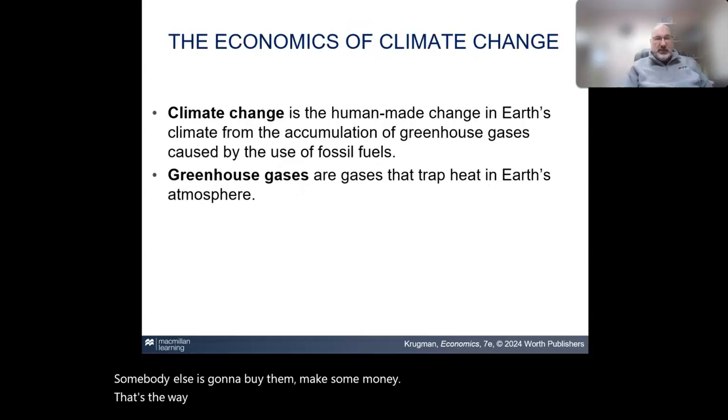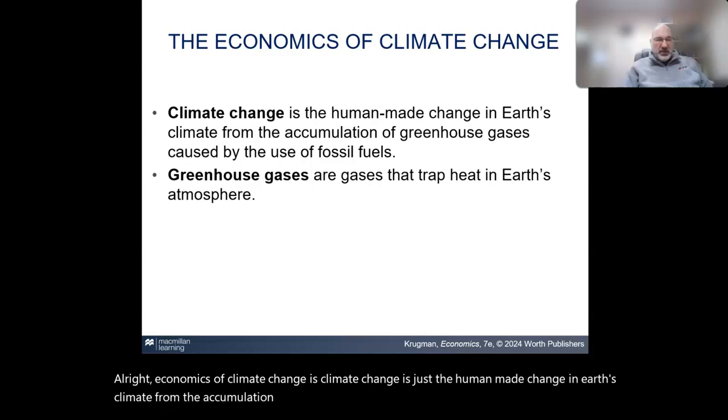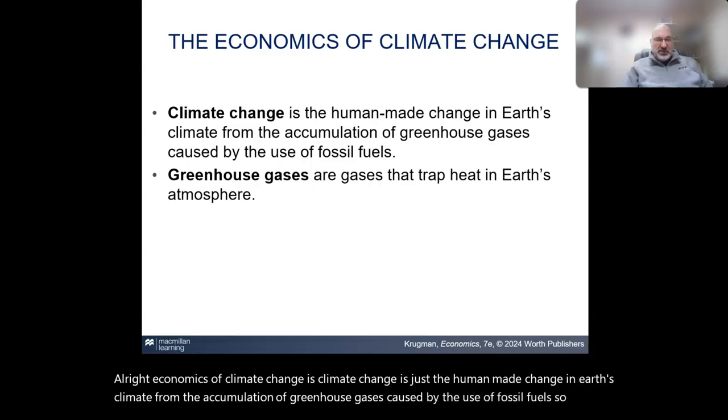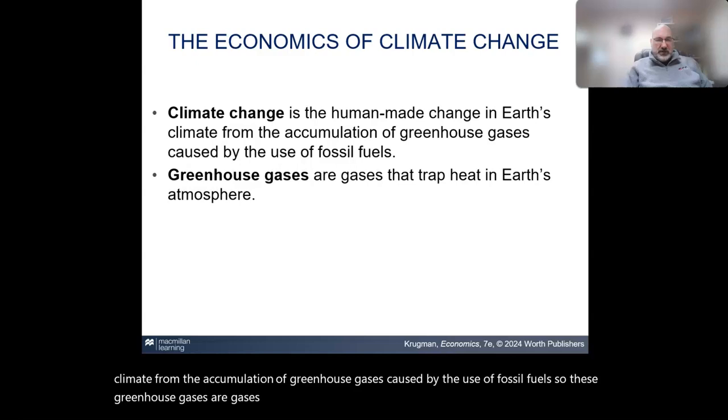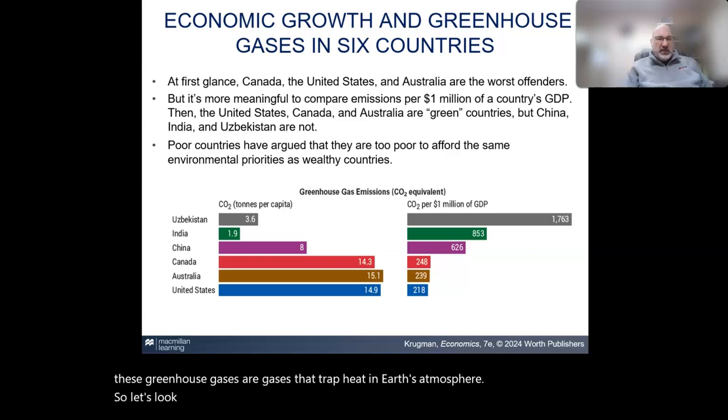So, yay. All right, economics of climate change is just the human-made change in Earth's climate from the accumulation of greenhouse gases caused by the use of fossil fuels. So these greenhouse gases are gases that trap heat in Earth's atmosphere. So let's look at what that looks like.